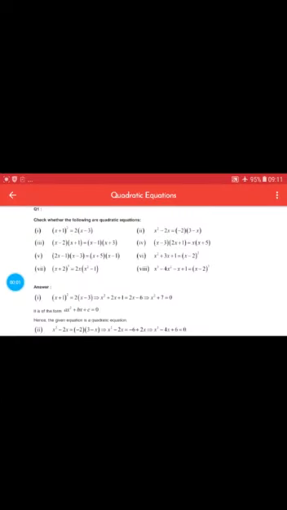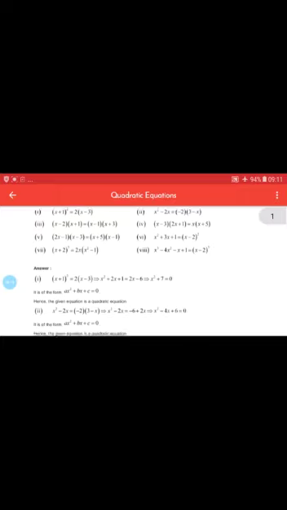So let's start with question number 1 of exercise 4.1. In this question it is given, check whether the following are quadratic equations. So I told you how to check whether the following equations are quadratic equations. First, let us see question number 1.